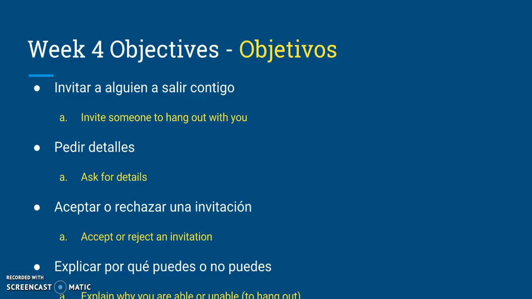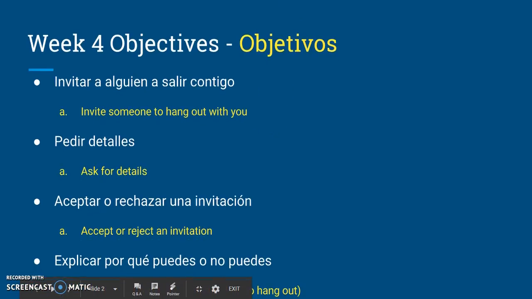And here are our objectives. Our objectives are as follows. We will be working on inviting someone to go out with you or hang out with you. We'll also be practicing asking for details like what time, when, where, and you also have to practice either accepting the invitation or rejecting the invitation. And finally, you should be able to explain why you can or you can't make it to the invitation.